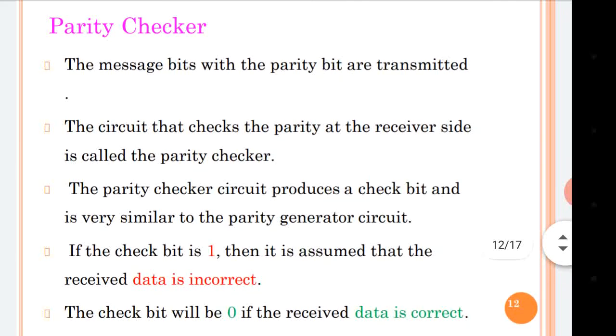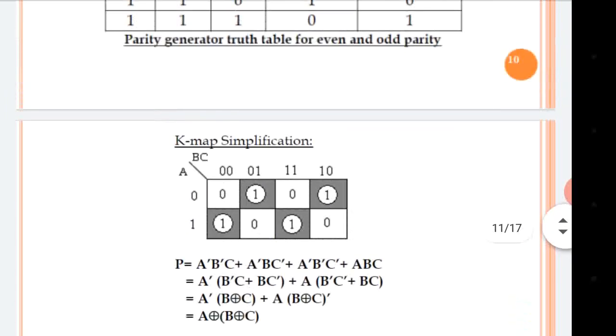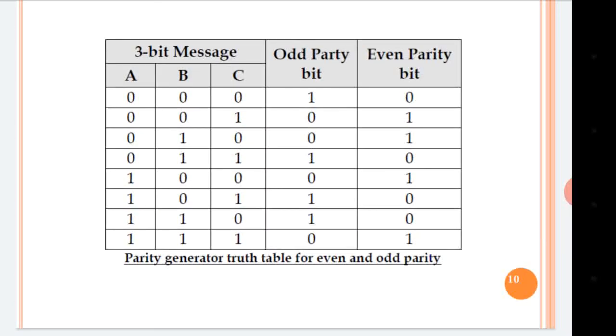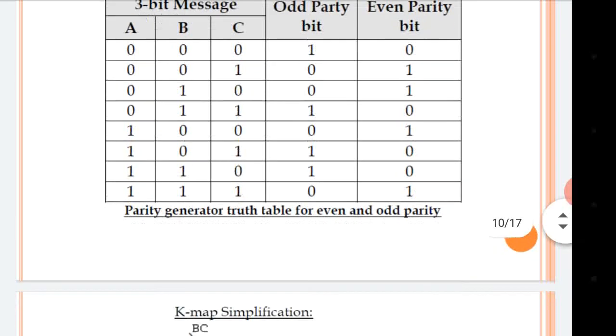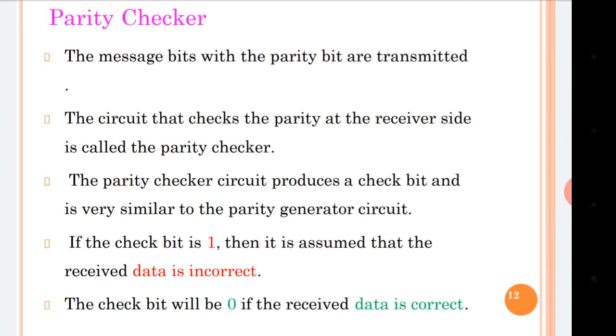Parity checker. So observe here, basically this was, for example, for the odd parity. We are interested in odd parity now. So the input signal, that is A, B, C, 3 bits plus the odd parity bit, that means a 4-bit input signal is transmitted, right. That transmitted signal is received by the parity checker. And what is the task of the parity checker? To decide whether there is any error or not.